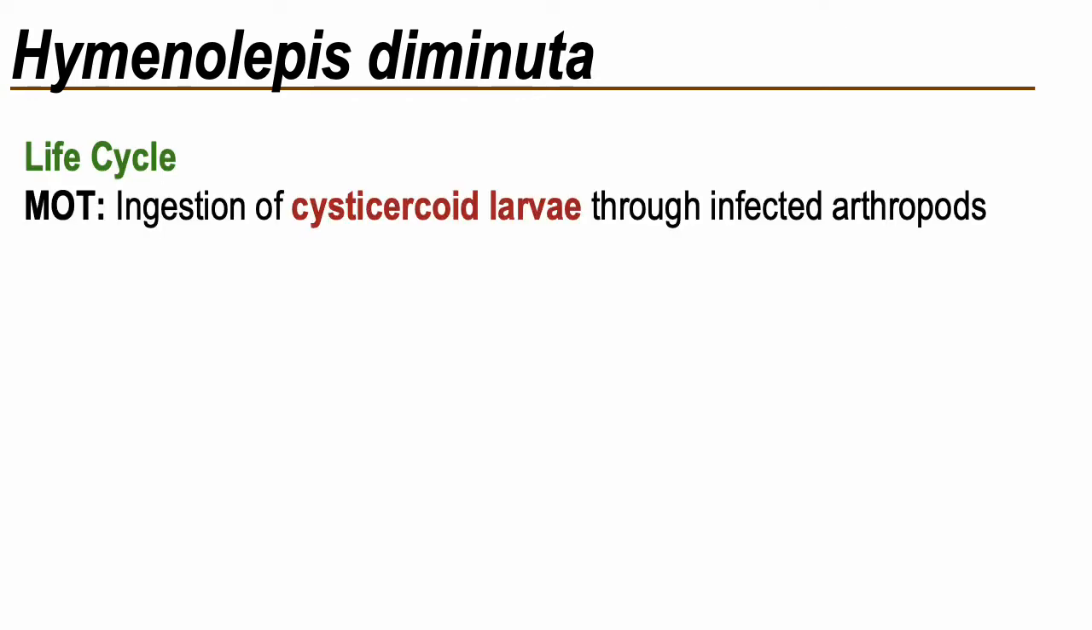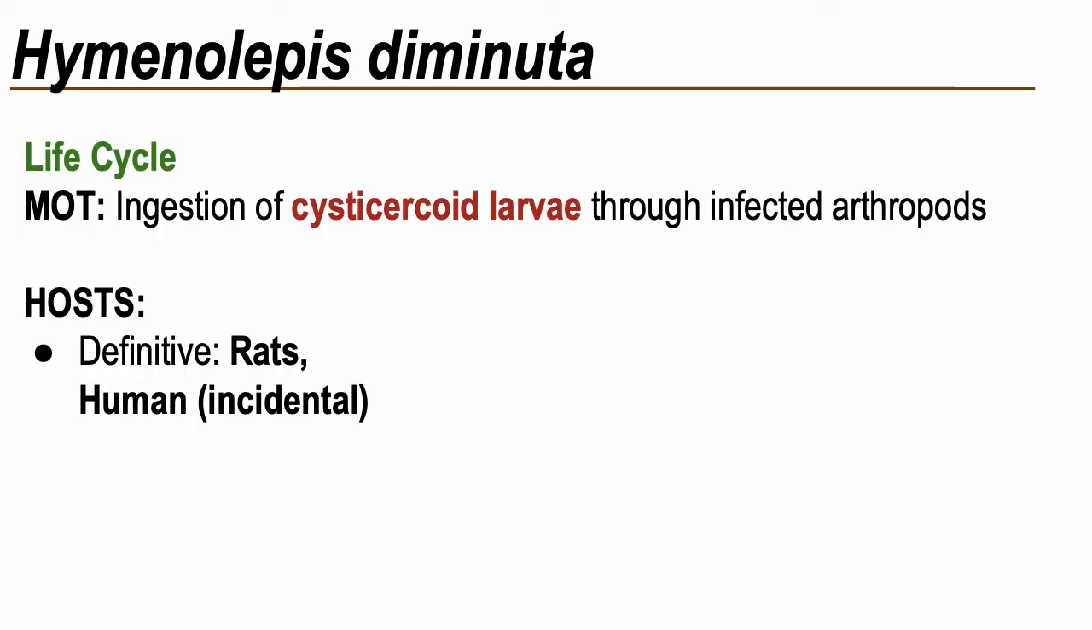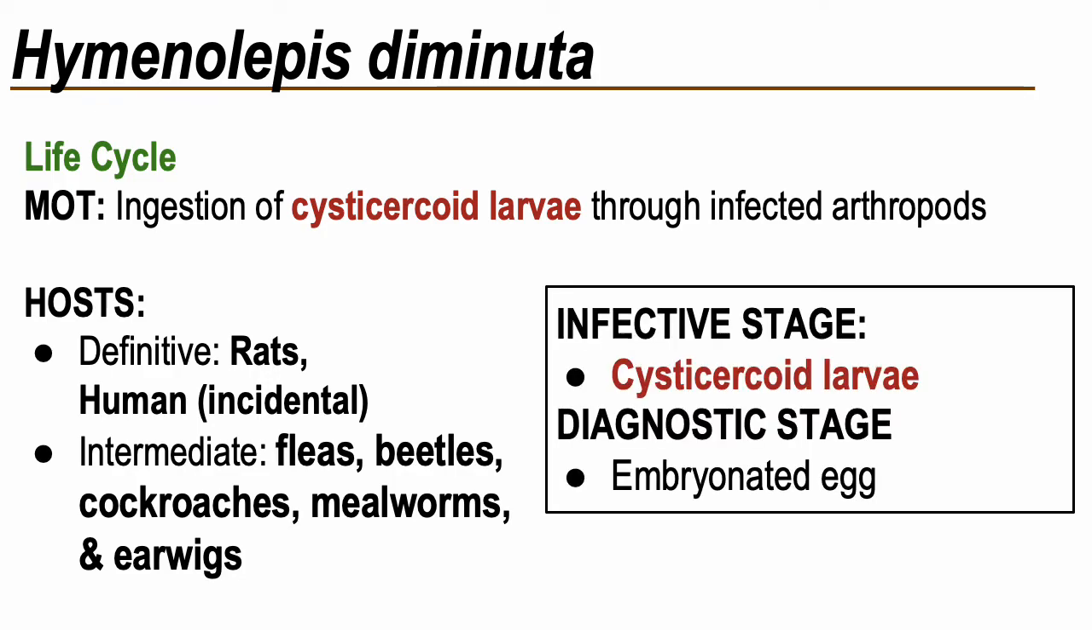For the life cycle of Hymenolepis diminuta, the only difference between this parasite and H. nana is that they only have one mode of transmission, and that would be the ingestion of the infective stage, cysticercoid larvae, through infected arthropods. There are no recorded cases of direct ingestion of embryonated eggs for this parasite. Again, the definitive hosts of this parasite are rats, while humans become accidental definitive hosts as well. Intermediate hosts may include the following. The infective stage is the cysticercoid larva, and the diagnostic stage is embryonated eggs seen in stool.